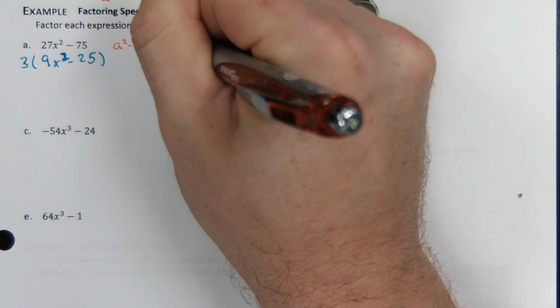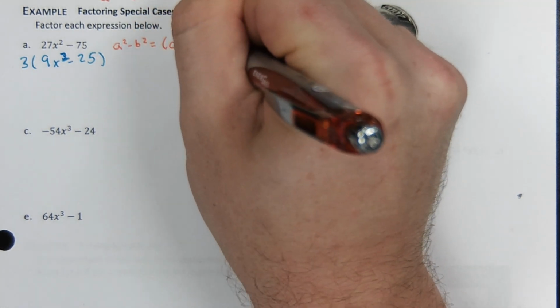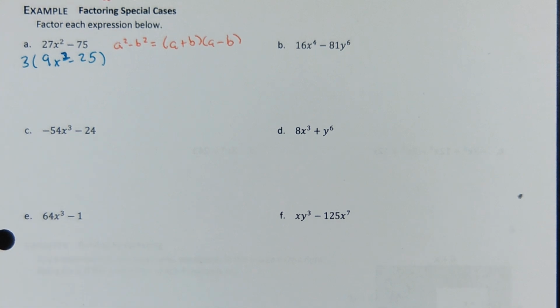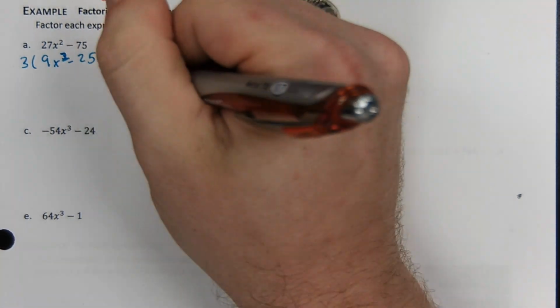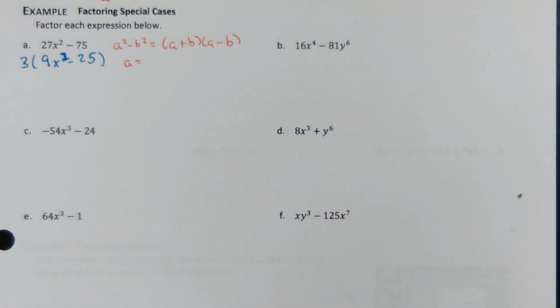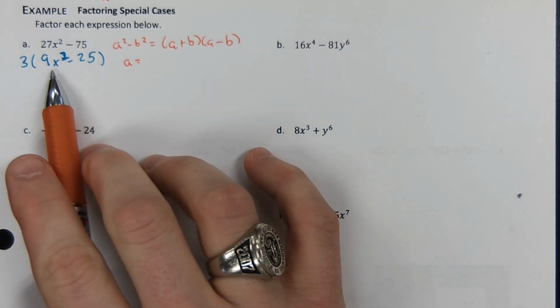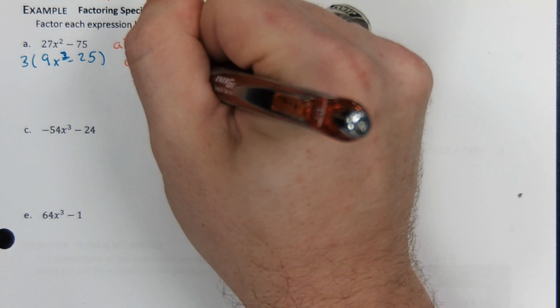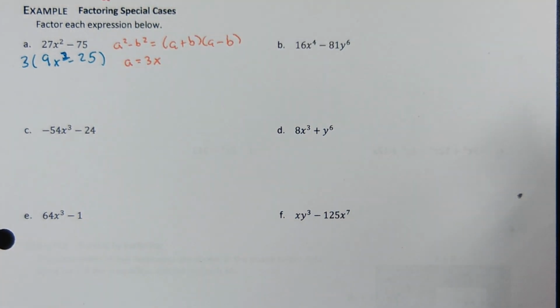Which will factor to a plus b times a minus b. I just have to identify what a and b are, and then fill out the formula. What do I have to square to get 9x squared? That's the same question as saying, what is the square root of 9x squared? 3x, yeah, 3x. Remember, whenever you take the square root of something that has an exponent, you're dividing the exponent by 2, cutting the exponent in half.